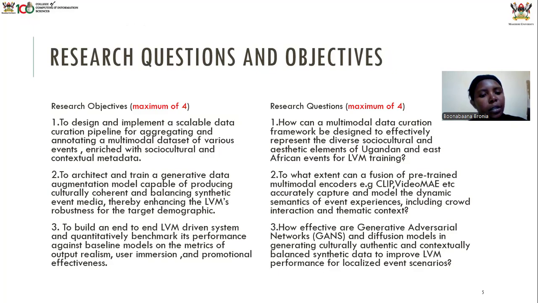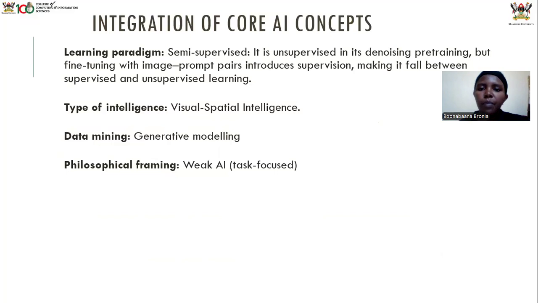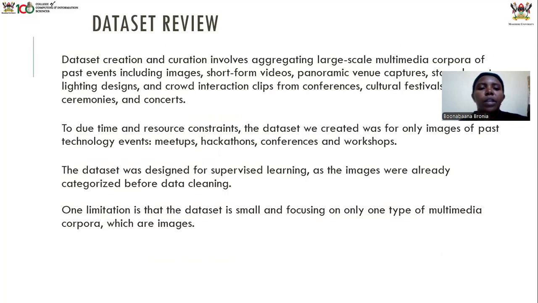Number two was to architect and train a generative data augmentation model capable of producing culturally coherent and balanced synthetic event images by enhancing large vision models and vast datasets. As you can see, they all relate to what I've already explained. I wanted to bring out something new, something that has not yet been made, but building on the knowledge of what is around, and which we managed to achieve, and integrated various AI concepts, generative and more.